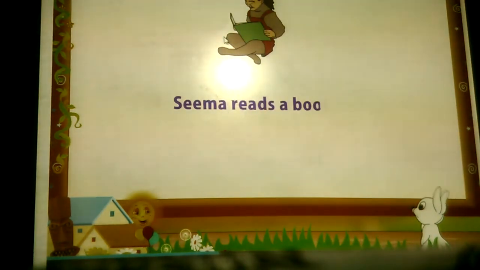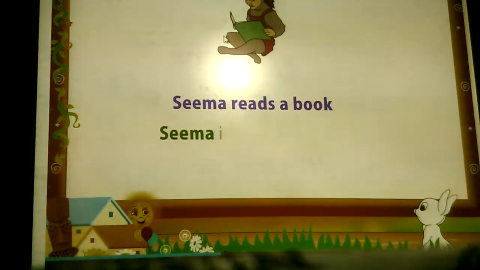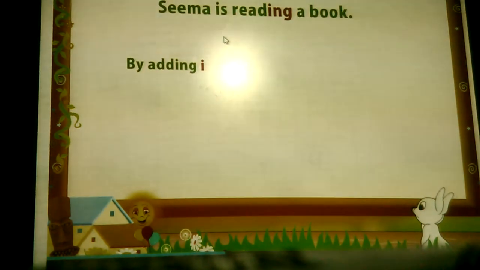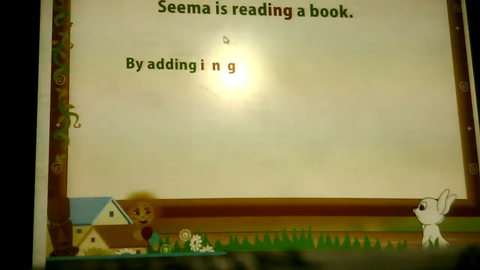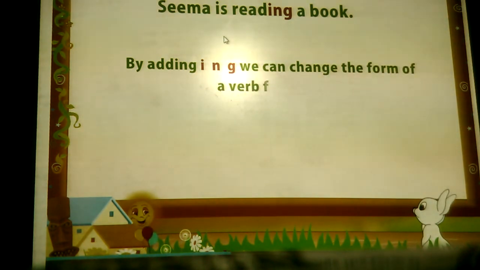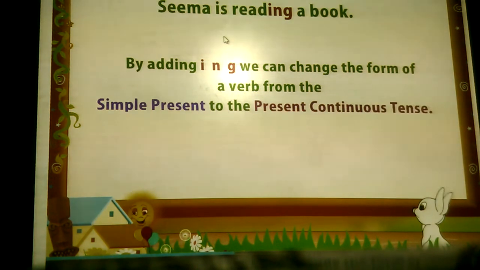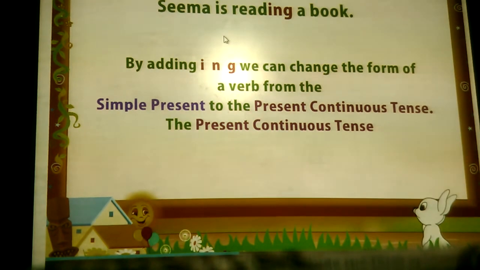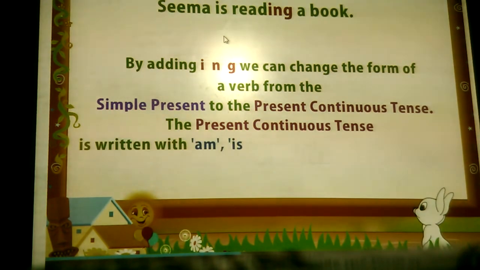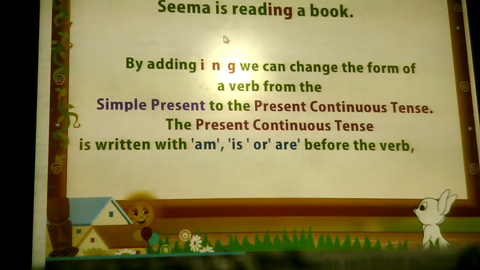Seema reads a book. Seema is reading a book. By adding ing, we can change the form of a verb from the simple present to the present continuous tense. The present continuous tense is written with am, is, or are before the verb plus ing.